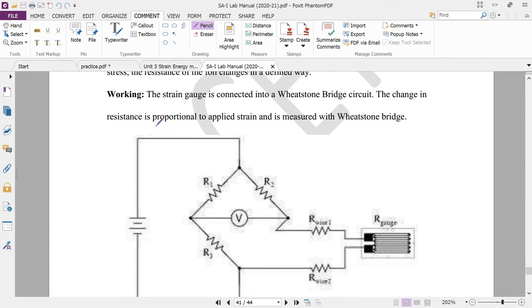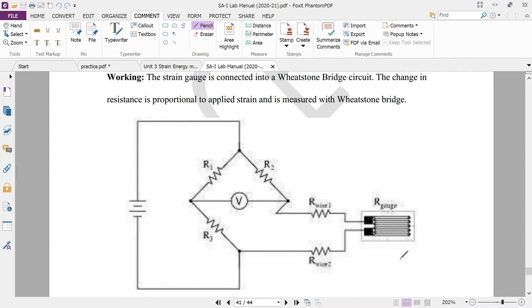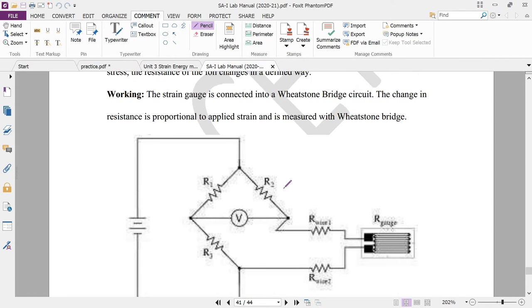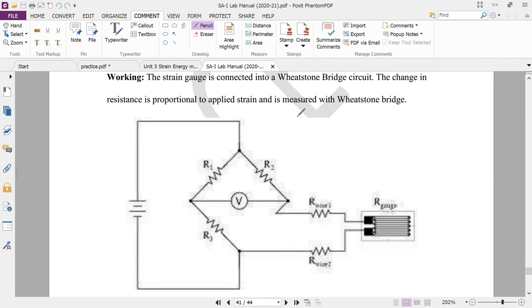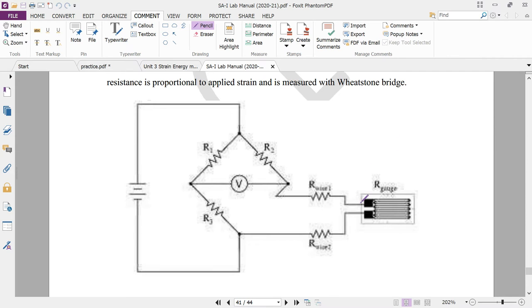This is the circuit diagram for the strain gauge. The strain gauge is connected to a Wheatstone bridge circuit, and the change in resistance, which is proportional to the applied strain, is measured with the Wheatstone bridge. Here R1, R2 and R3 are the resistances, and R wire is the connectivity which is connected to the R gauge.